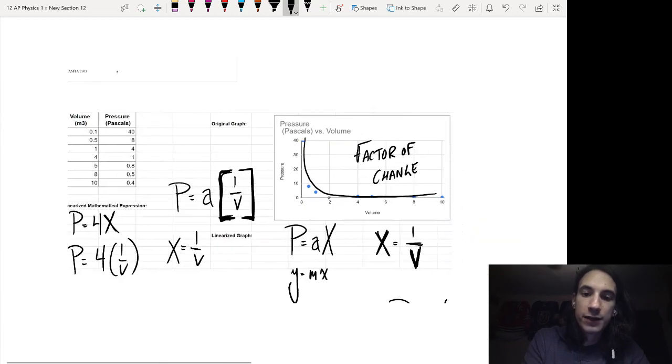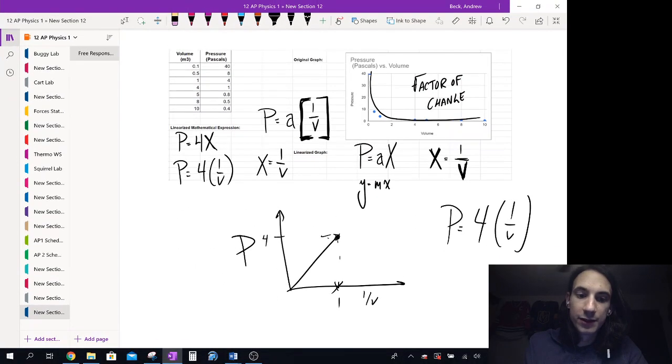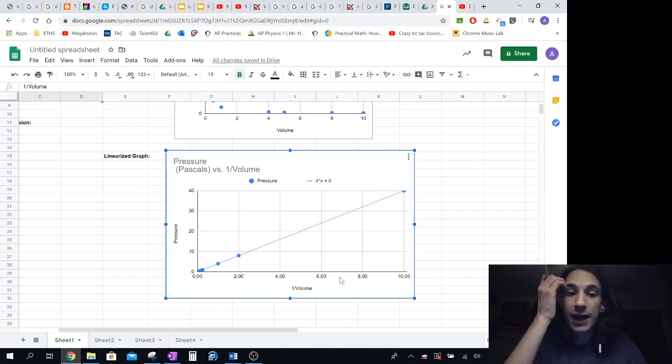But with our new linearized graph, and even more so if our scale was a little bit nicer, we'd be able to figure out right away how pressure and 1 over volume are related to each other. So that's why we want to be doing this. And that's what I want us to try with the other one.